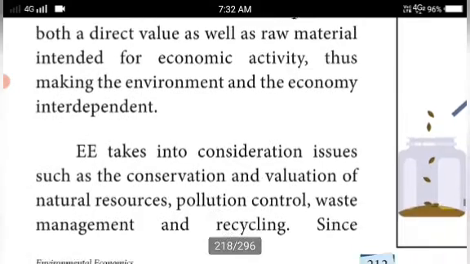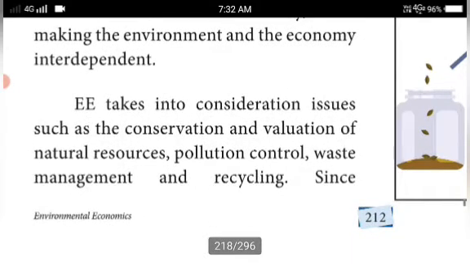Environmental economics takes into consideration issues such as conservation and evaluation of natural resources, pollution control, waste management and recycling. Since resources, whether human, natural or monetary, are finite, these public policies are most effective only when they achieve the maximum possible benefit in the most efficient way. How can we use the resources, whether efficiently or inefficiently? This is the concept here.